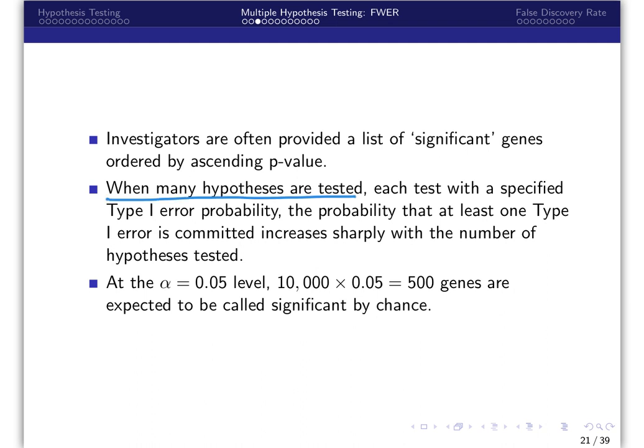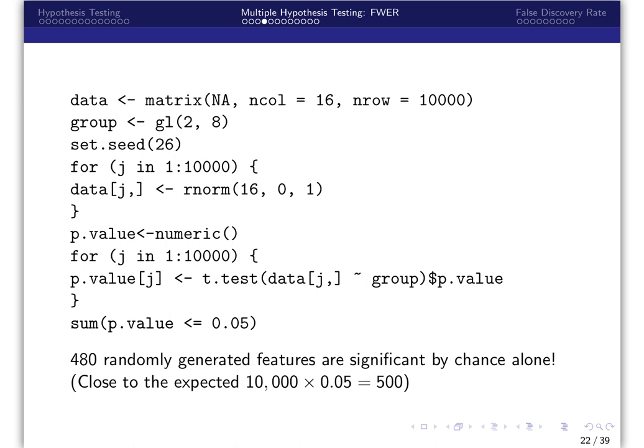That is, when many hypotheses are tested, each at a specified type 1 error probability, the probability that at least one type 1 error is committed increases sharply with the number of hypotheses tested. In fact, when testing 10,000 genes, each at the alpha equals 0.05 level, we would expect 500 genes to be identified as significant just by chance alone. To solidify this concept, feel free to execute this example code in R.